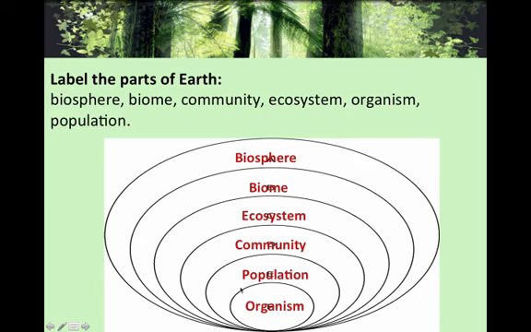So hopefully you determined that the smallest circle that exists here is representing an organism. Many organisms make up a population. Populations make up communities. Communities make up ecosystems, which make up biomes, which are all found within the biosphere.